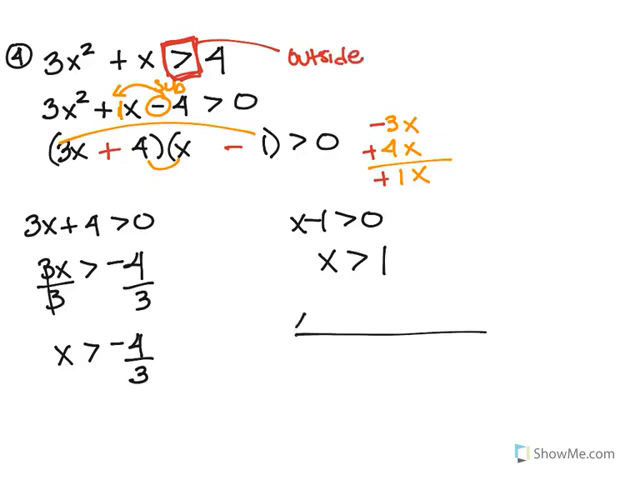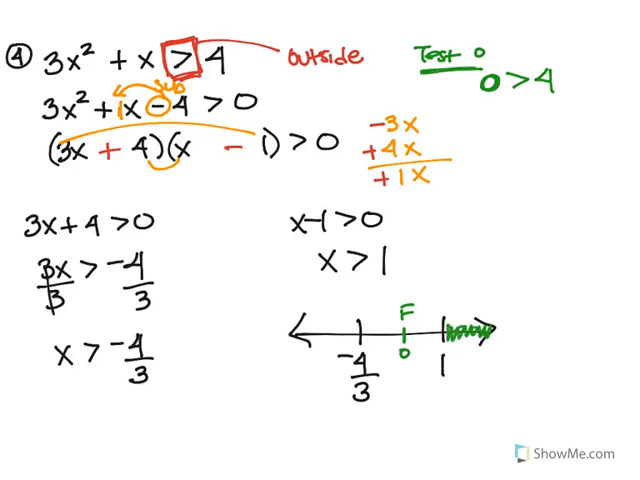So when you do your number line, you're going to put negative 4/3 and then positive 1. And like I said, if you wanted to test, and I would test 0, you would be testing the middle. And if you go back to the original and test 0, that whole left side is going to be 0. Do you agree? Is 0 greater than 4? No, it's false. So it must be true on the outsides. That proves why I said the outsides. Does that make sense?